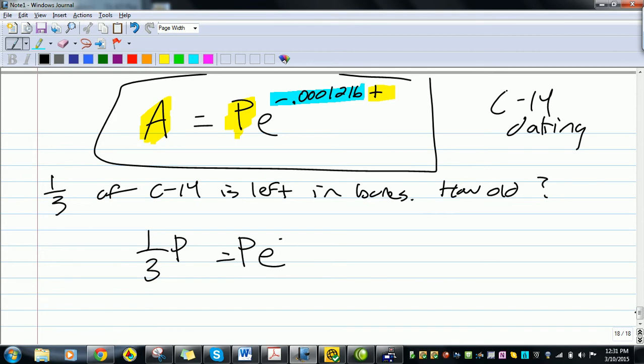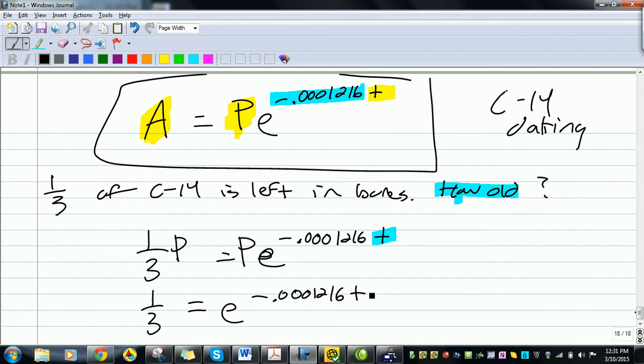And then e to the negative 0.00011216 t. Right? I want to solve for t. How many years? How old? Okay? Well, you might say there's one too many variables, but e, remember, is not a variable. It's a constant. It's about 2.718. Right? And then what happens to the P's when I divide both sides by P? That's right. They go away. Now I'm right back to an exponential equation with the variable in the exponent, and we use logarithms to solve.